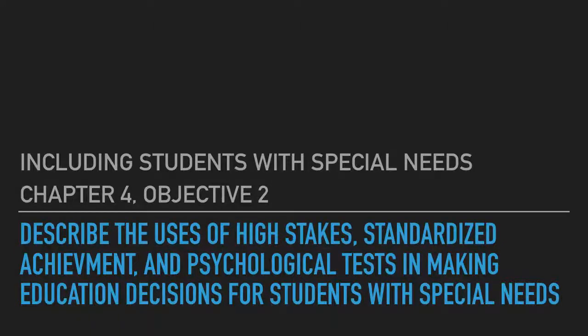Hi everyone, this is Shannon, and we're going to look at Chapter 4, Objective 4, in including students with special needs. The objective is a long one. Describe the uses of high-stakes standardized achievement and psychological tests in making education decisions for students with special needs.